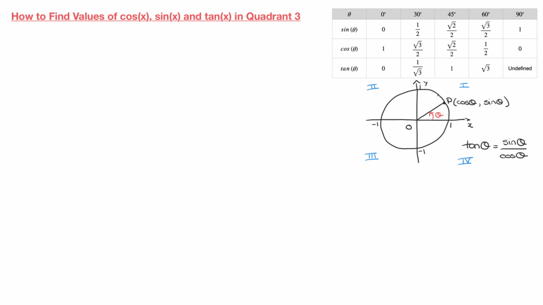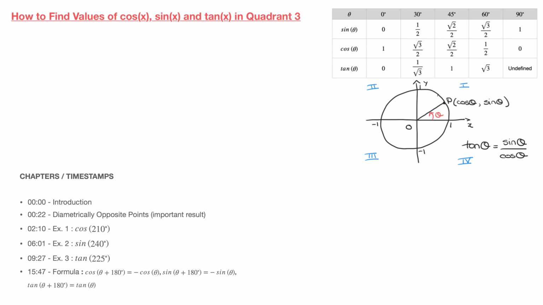In this video, we learn how to use the unit circle to find values of cosine, sine, and tangent for angles which lie in the third quadrant we have here. So we're dealing with the third quadrant here. And this follows the previous video in which we dealt with the second quadrant. So if you haven't seen that, do make sure to watch it as well. That being said, let's get started.